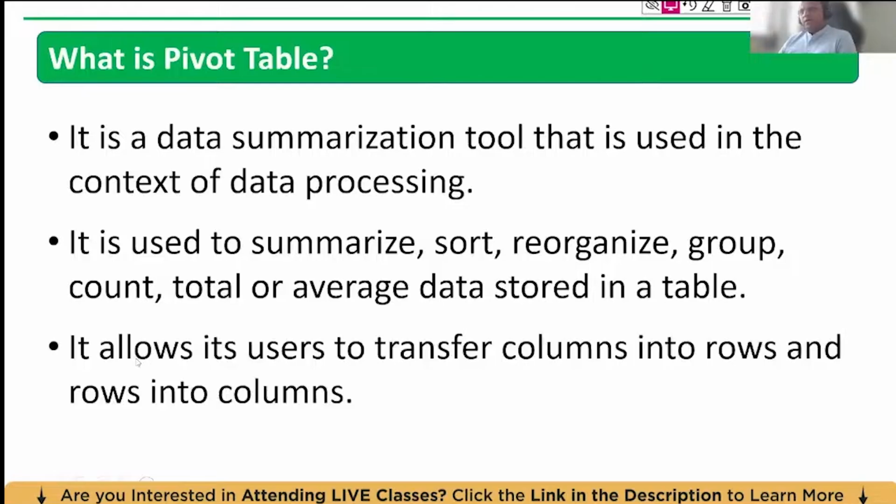Then this third line, you just remember over here: it allows its users to transfer columns into rows and rows into columns. Those who are totally new to pivot table, don't worry. You just remember this line. What is rows, what is columns, that we'll see further. But here it says that whatever is available in the rows, we can put it into columns, and whatever is available in the columns, we can put it into rows. So that transfer we can do, but we'll see practically.